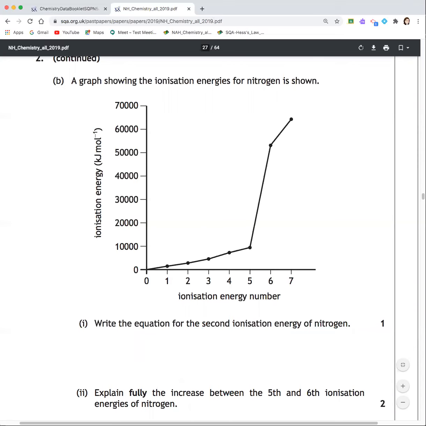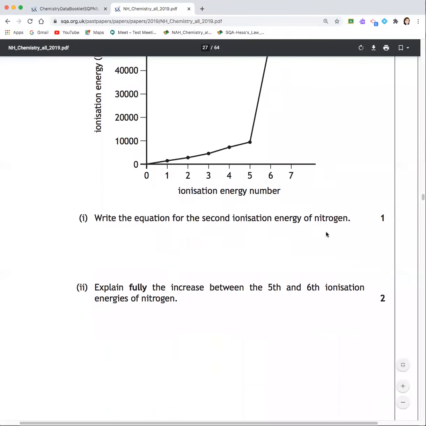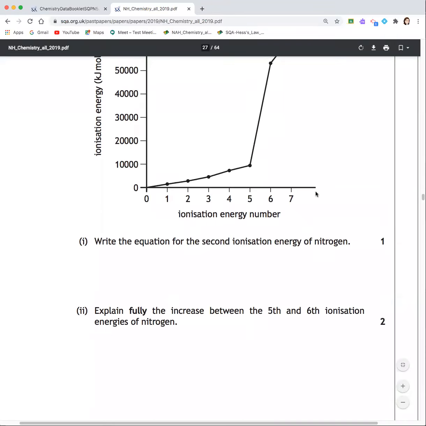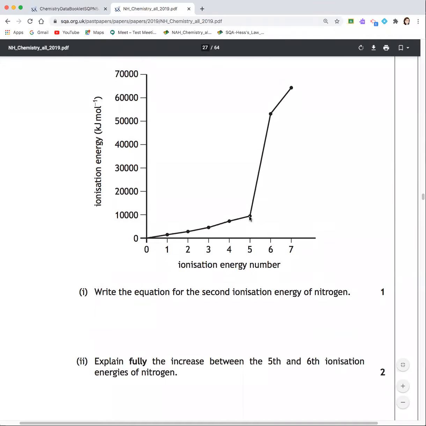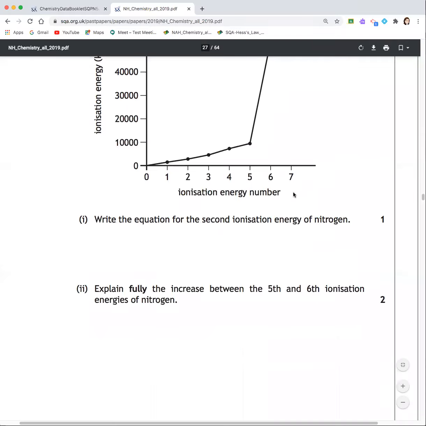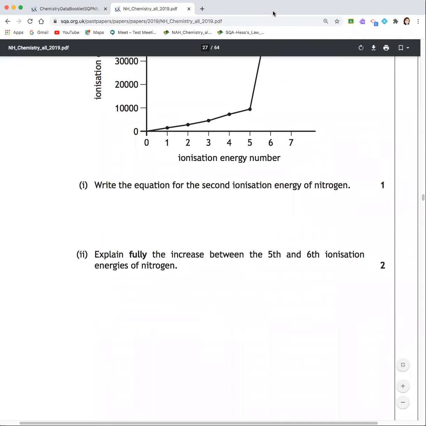Then part 2, explain fully the increase between the 5th and 6th ionization energies of nitrogen. So from this graph you can see that when you go from the 5th to the 6th, it takes a massive increase in ionization energy. So you're asked to explain why that is. So if you look at nitrogen, anything to do with ionization, the electron arrangements are useful to look at. So nitrogen's electron arrangement is 2, 5.